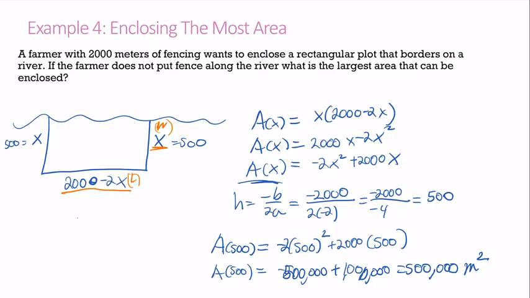So then this side would be 2,000 minus 2 times 500. So that'd be 1,000. It'd be 500 by 1,000, which gives me 500,000 meters squared.